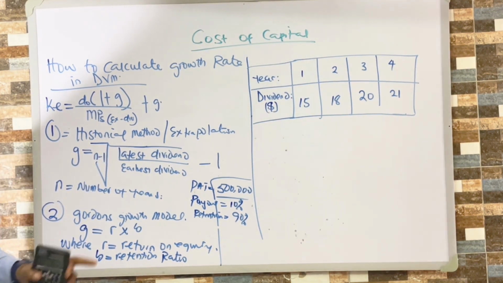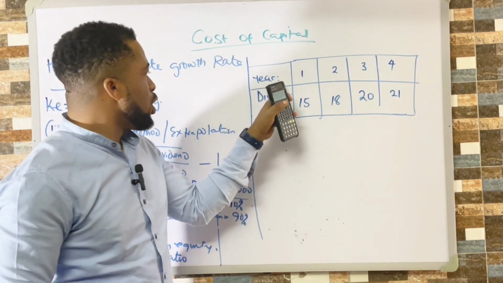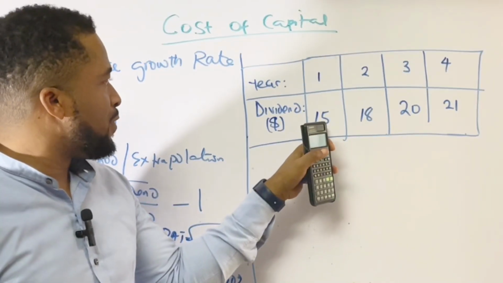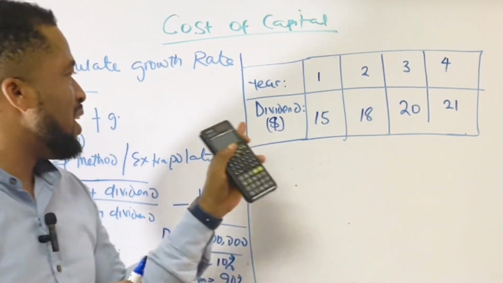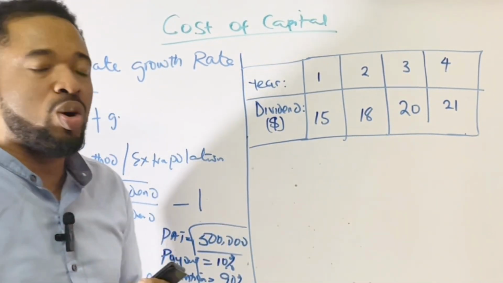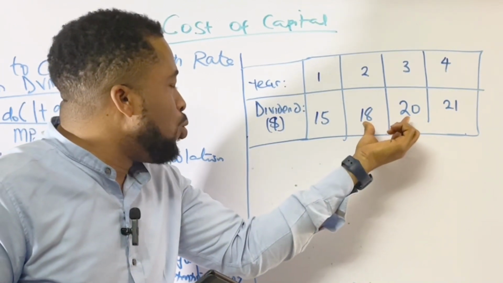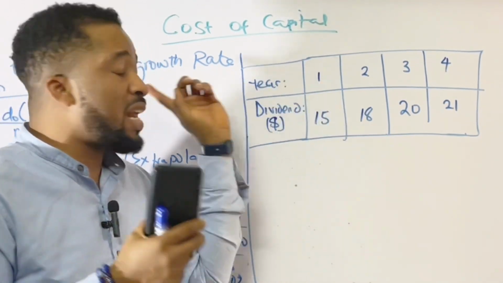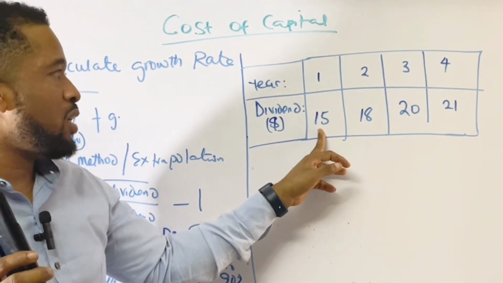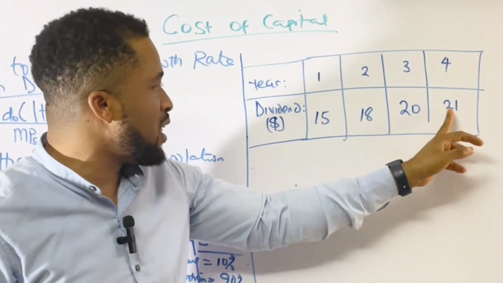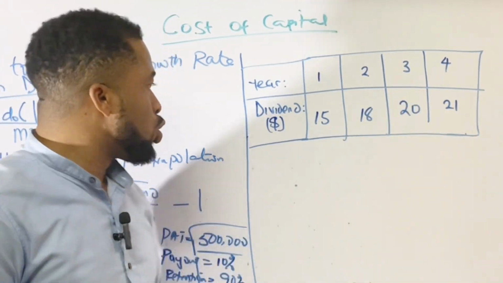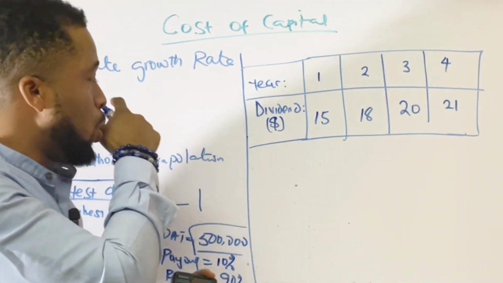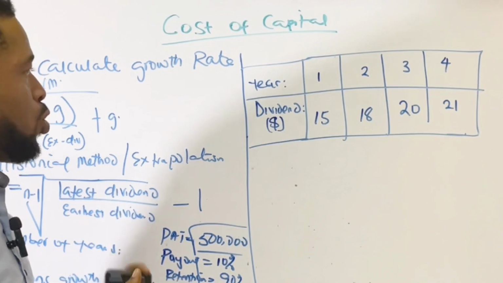Let's look at how to calculate this historical method. Just come with me, look at this here. You have year 1, year 2, year 3, year 4, and then you have the dividend. Dividend in year 1 is 15, year 2, 18. Now, one problem with this historical method is that it does not really consider the dividend in between, because what we are looking for is the earliest dividend that has been paid, which is the dividend in year 1 here, which is 15, and the latest dividend that has been paid, which is 21, right? So it means this 18 and 20 is not relevant to me. And that's one of the issues with this historical method approach.